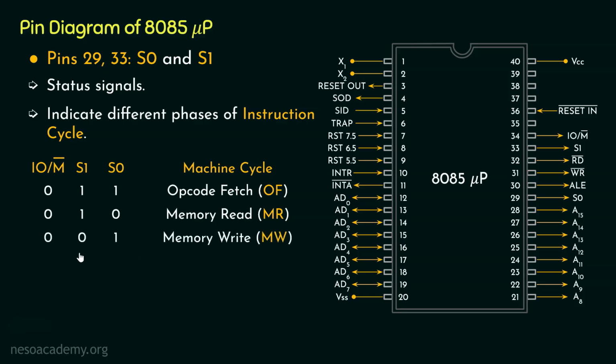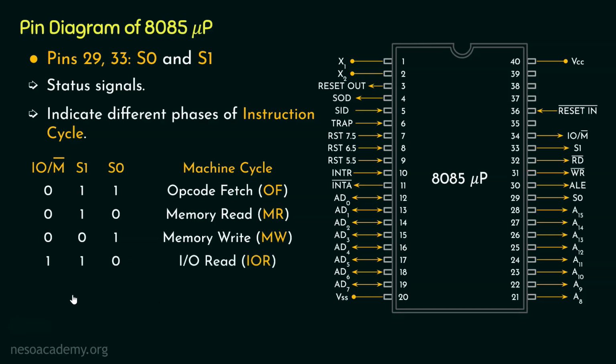Thereafter, if we have 0, 0, 1, that is if IO/M bar is 0, and at the same time S1 is 0 and S0 is 1, it will specify the machine cycle memory write or MW. Since IO/M bar is 0, the microprocessor is communicating with the memory. Additionally, S1 being 0 and S0 being 1 is going to specify memory write.